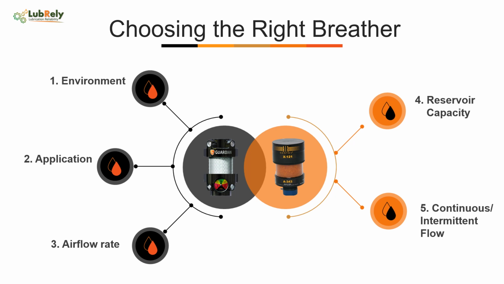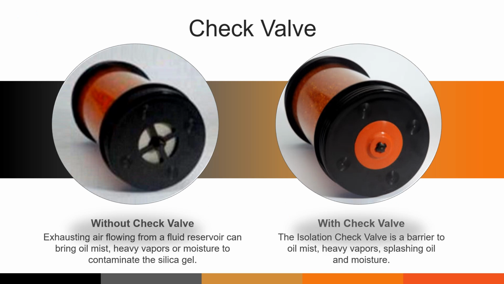And finally, point 5. Is the operation intermittent or continuous? Desiccant breathers are rated for either continuous or intermittent flow. This is usually important when it comes to whether the breather incorporates check valves to aid in the life of the breather. Brief explanation of the check valves. If no check valve is available, exhausting air flowing from a fluid reservoir can bring oil mist, heavy vapors or moisture to contaminate the silica gel.